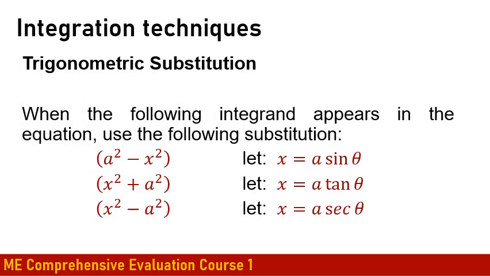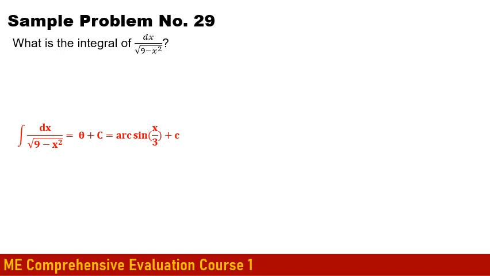Another integration technique is integration by substitution. So when the following integral appears in the equation, we can use the following substitution. What is the integral of dx over square root of 9 minus x squared? Using the trigonometric substitution, x equals 3 sine theta, since the form a squared minus x squared appears in the equation, then our dx will become 3 cosine theta d theta.